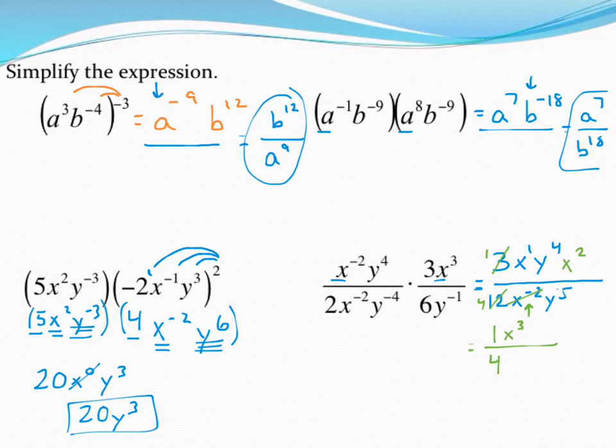And finally, for my y pieces, I'll want to move that y to the negative fifth up as well to change it into y to the positive fifth. Once I combine those exponents by adding them together, I get y to the ninth power.